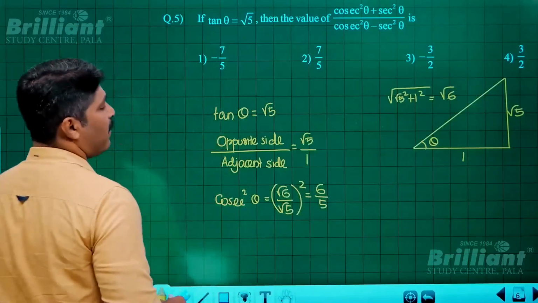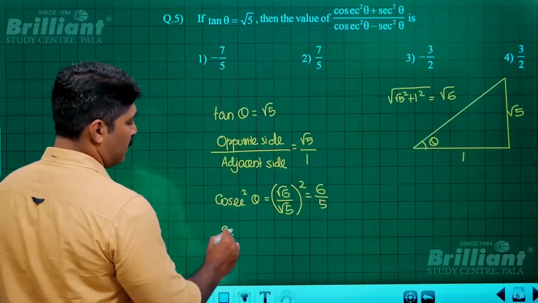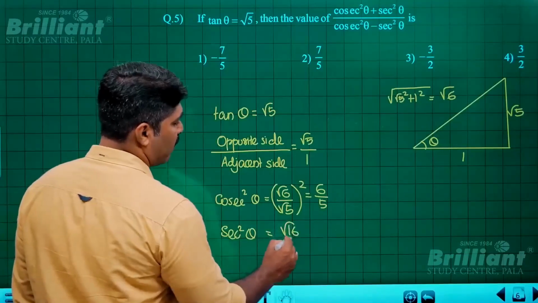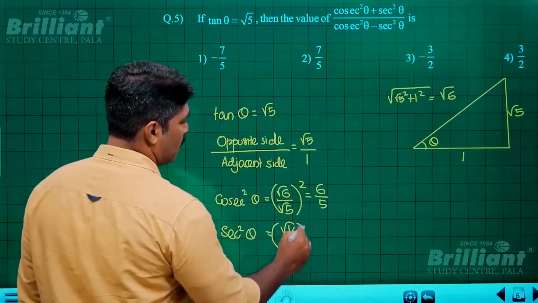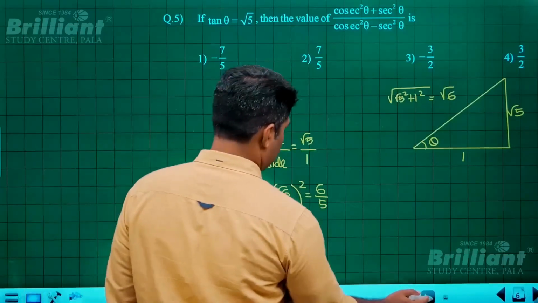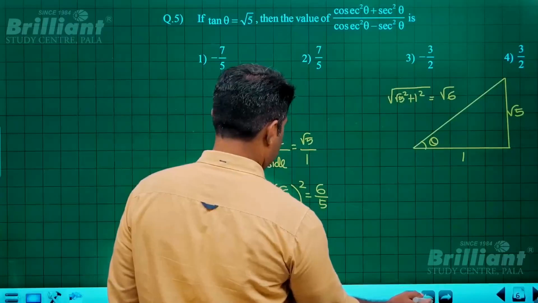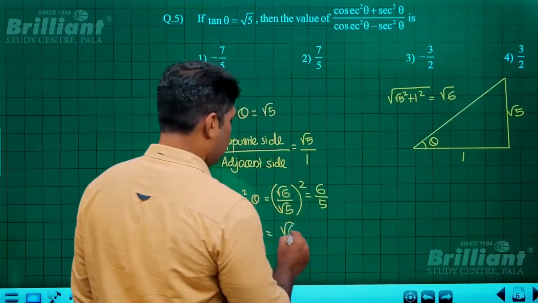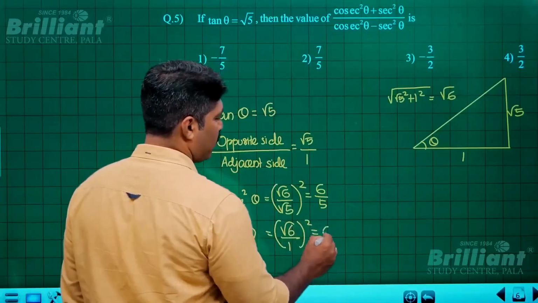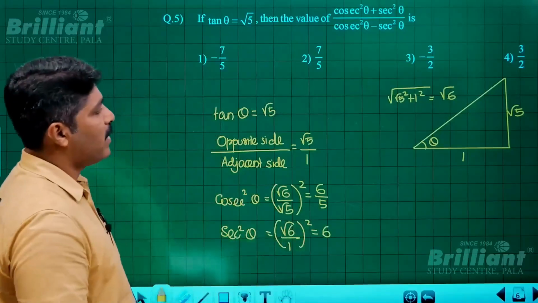And what will be the value of sec square theta? Sec square theta is hypotenuse divided by adjacent side, whole square. So that will be equal to root 6 by 1, the whole square, which will be equal to 6. Then we can find out the required expression.